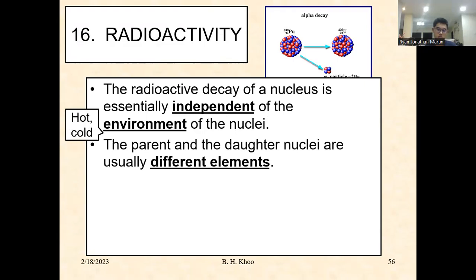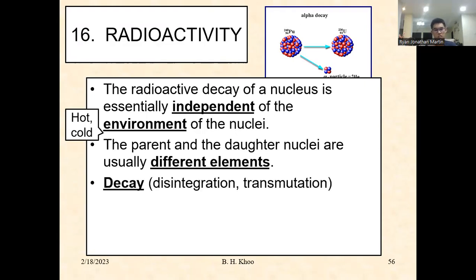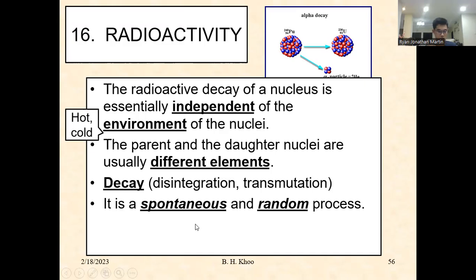You need to know roughly, a little bit only, how to write the nuclear equation as well. You don't need to know too detailed. That one is in your A2. Decay, disintegration, transmutation, there are terms used. Just a brief understanding. Spontaneous and random. That's what it means by spontaneous, independent of its environment.